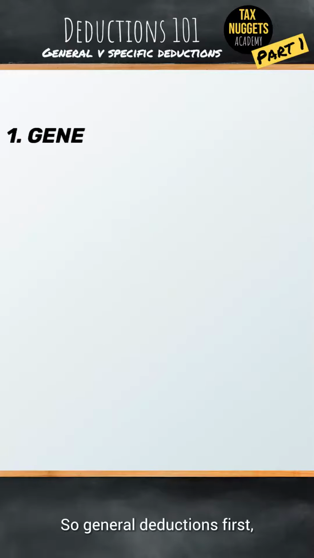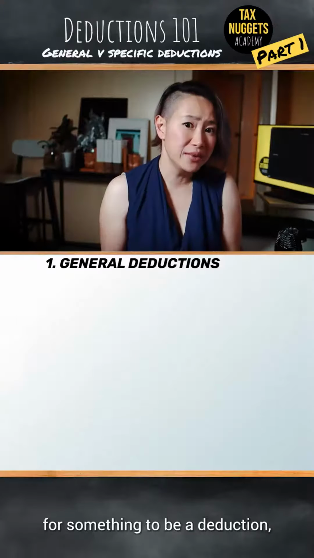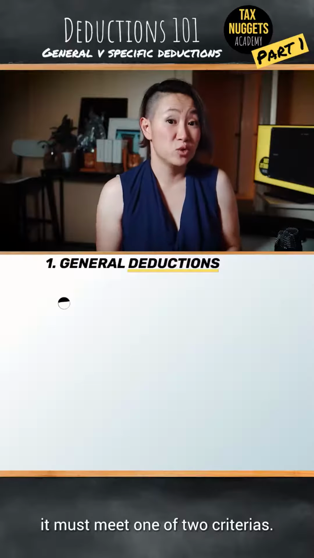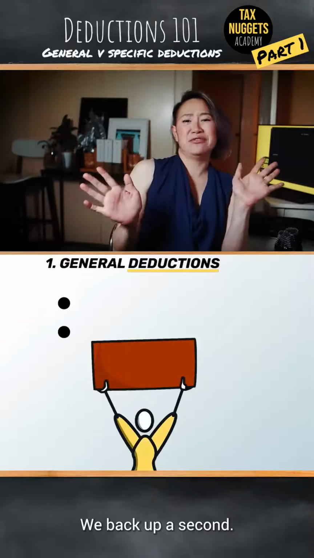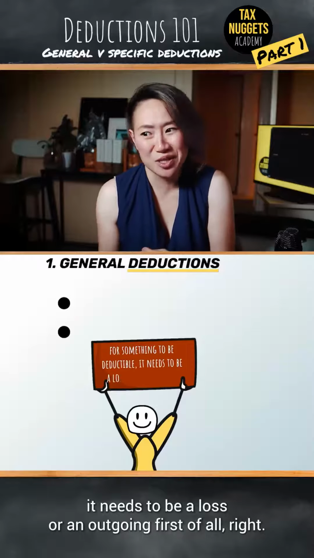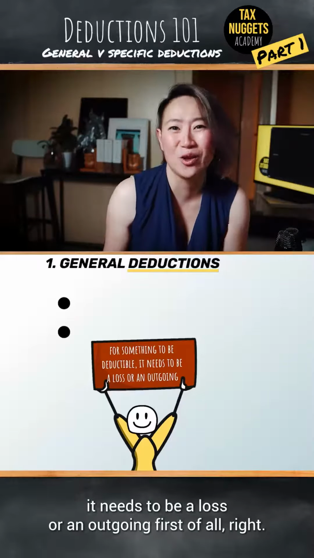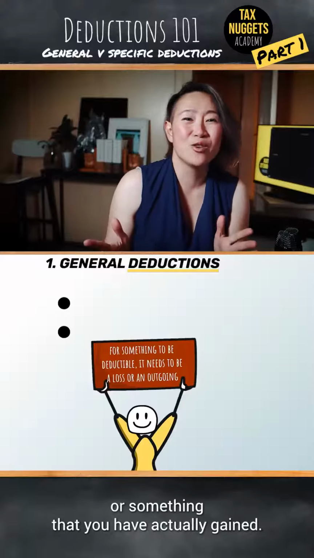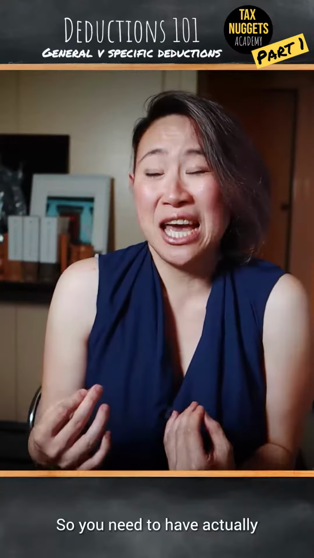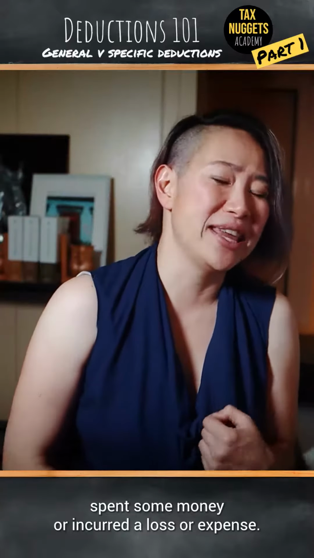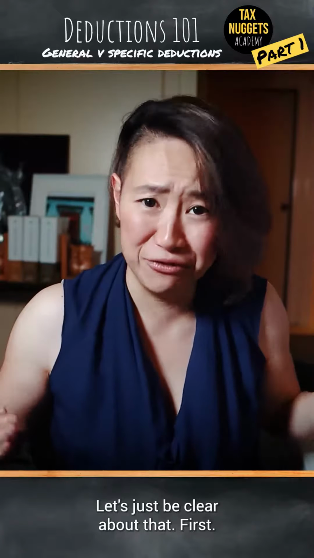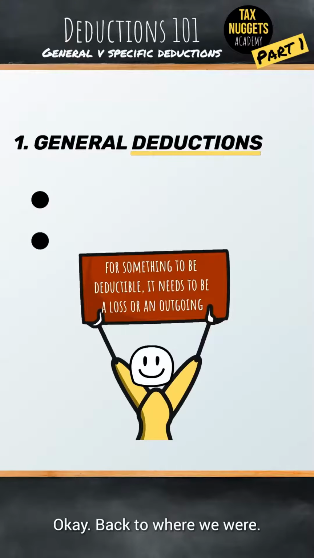So, general deductions first. For something to be a deduction, it must meet one of two criteria. Wait, back up a second. First of all, for something to be deductible, it needs to be a loss or an outgoing, right? Because you can't claim a deduction for something that you have actually gained. So you need to have actually spent some money or incurred a loss or an expense. Let's just be clear about that first. Okay, back to where we were.